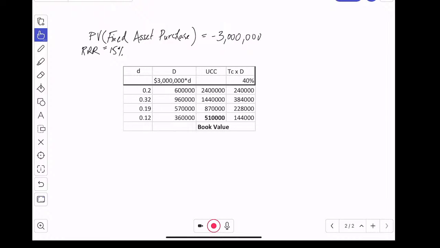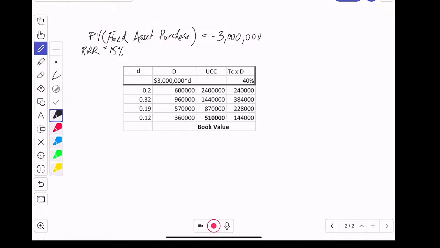Now, we can get the tax shields from there and the salvage. That's it. That's all we have to do. The salvage was 500,000, so it's pretty close, but we do end up selling it for less than the book value, so there's going to be tax savings.